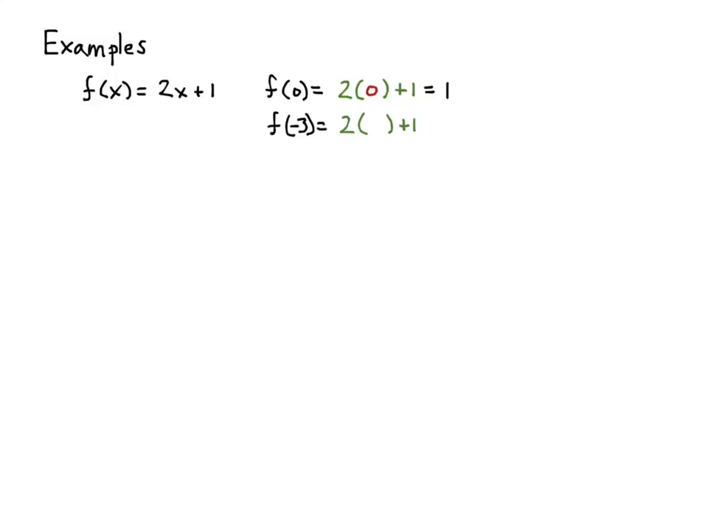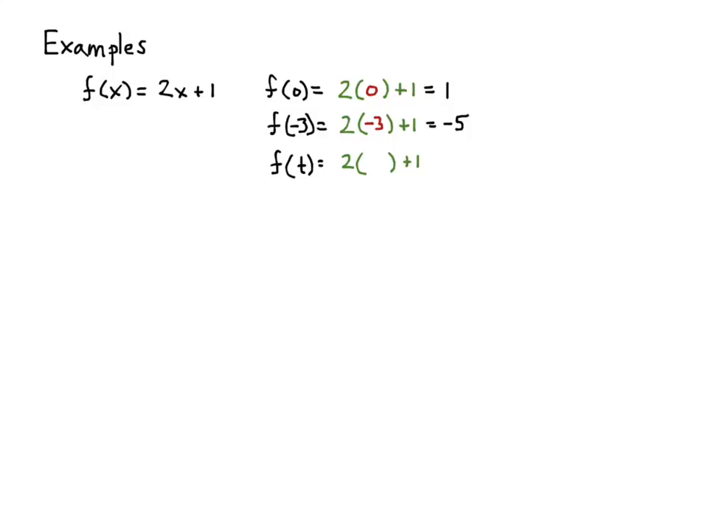So all we do is the same thing. We're going to write first what the function is, then we're going to insert the variable's value, and now we have a completely different kind of problem. This is just a simplification problem. Everything is there, and so 2 times negative 3 is negative 6, and we add 1 and we get negative 5.